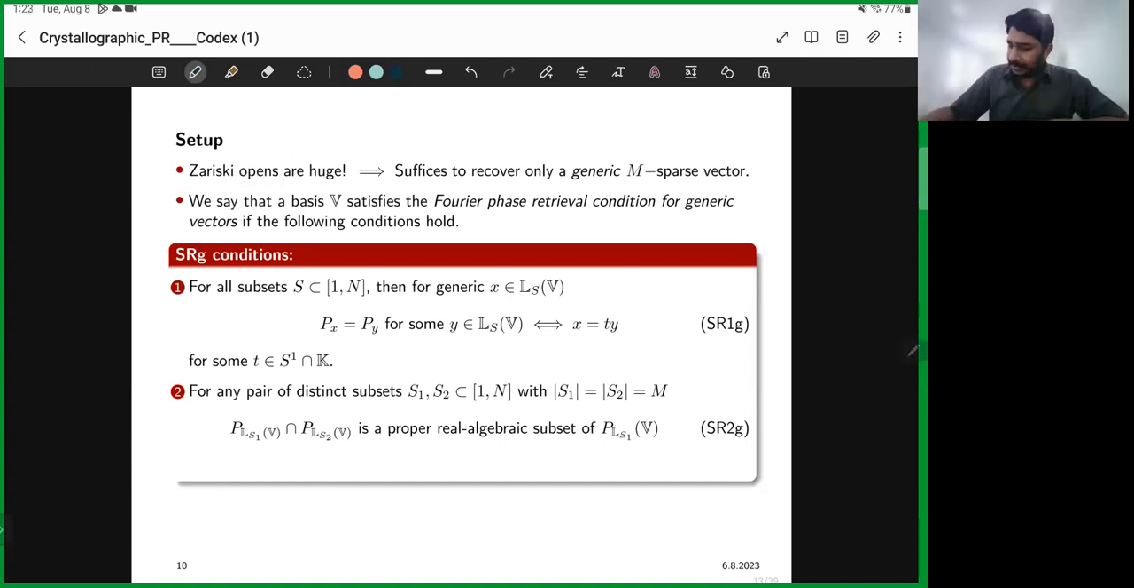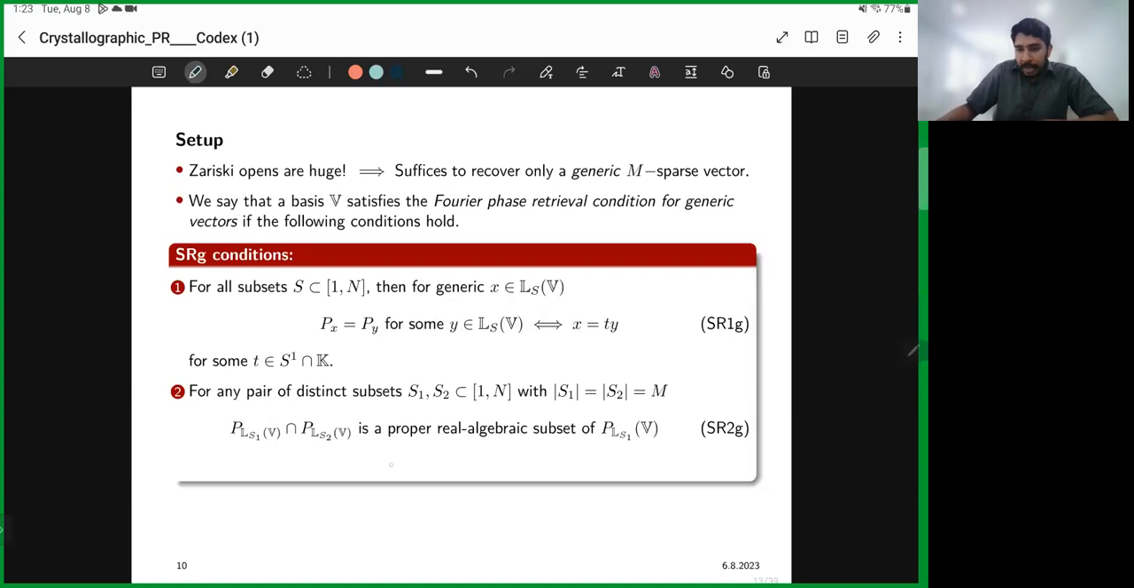So we say that a basis V satisfies the Fourier phase retrieval condition for generic vectors if the following two conditions hold, where it's the same SR conditions, but I've literally just imposed a generic condition on one of the two signals that we're caring about, right? So for a generic X, if the power spectrum is equal for some Y, then they have to be the same up to a unimodular constant. And here, for SR2, we don't say that it has to be exactly equal to the power spectrum of the intersection.